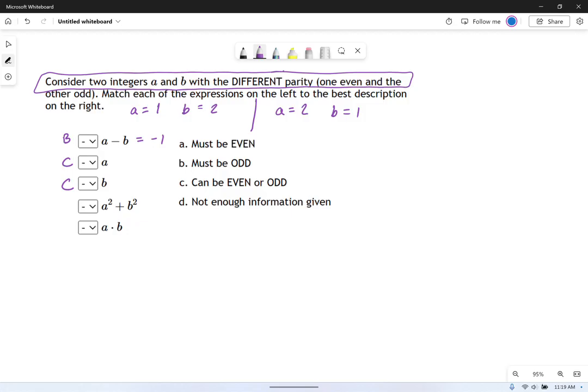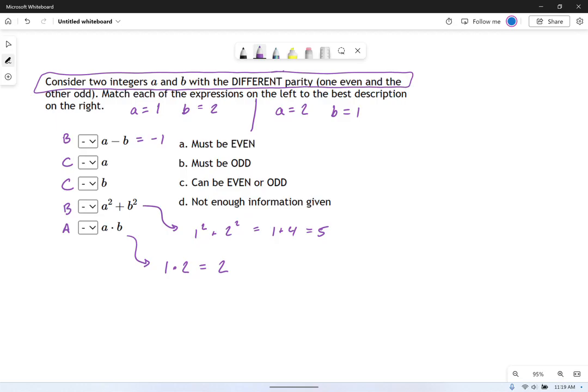So if I said A squared plus B squared, let's think about what that is. That's going to be 1 squared plus 2 squared equals 1 plus 4 equals 5. So that's odd. And then A times B. Let's see what this is. That's 1 times 2, and that equals 2. So that's even. Okay. And you can play with this list if you want, over and over again.